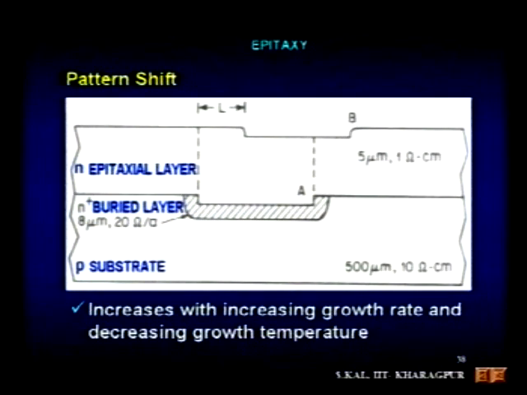That's why in case of a silane reaction, where the temperature is low, the pattern shift is less compared to the silicon tetrachloride reaction, where the temperature is 1250 degrees centigrade and the silane reaction temperature is nearly 900 degrees centigrade. Okay, so now this is the pattern shift.